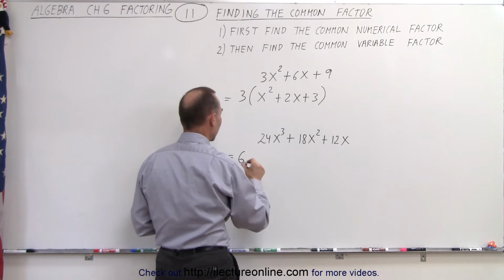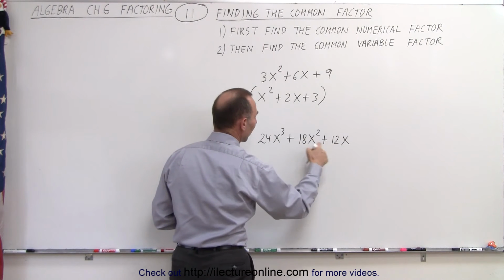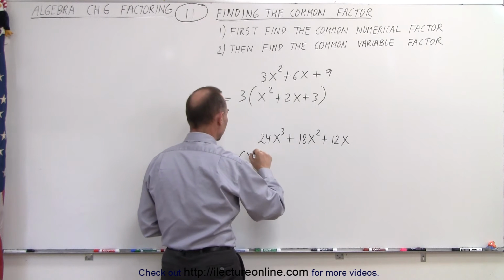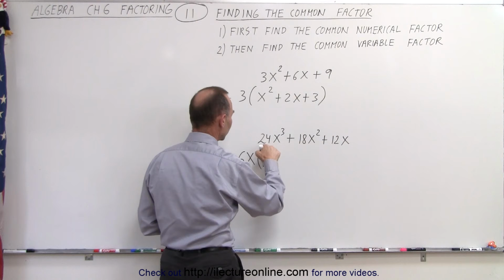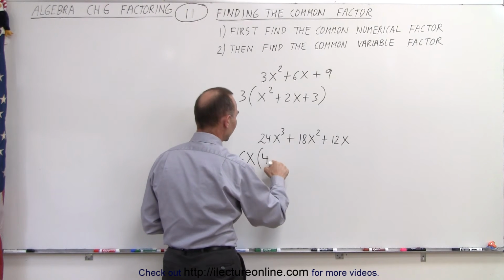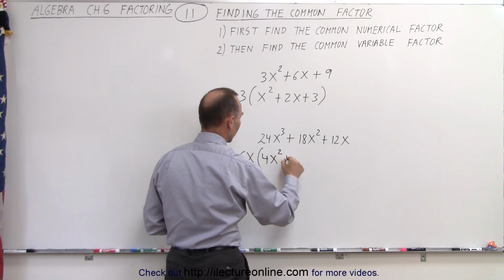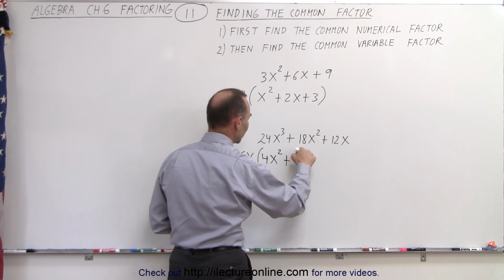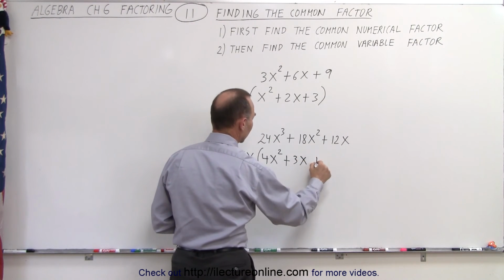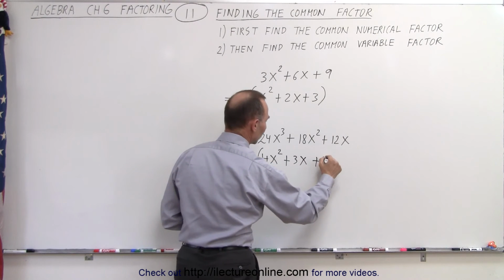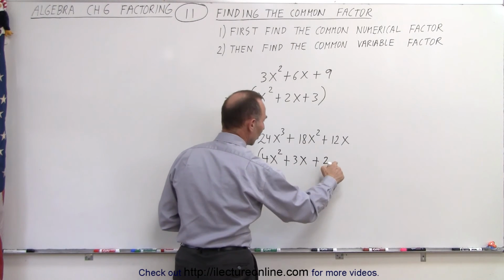And notice that all three terms have at least one x in them, so I can pull out an x as being a common factor. What I have remaining is 6 times 4 gives me 24, and x times x squared gives me x cubed. Plus 6 times 3 gives me 18, and x times x gives me x squared. And then plus 6 times 2 gives me 12, and x times 1 gives me x.